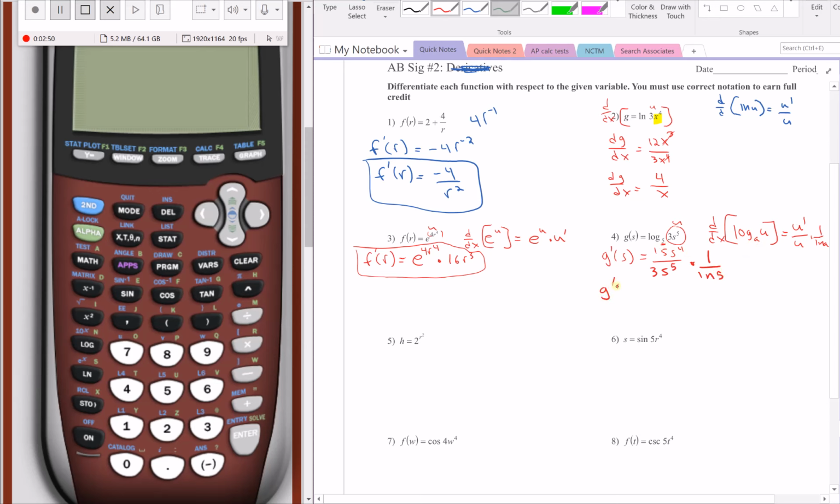And again, please simplify as much as possible. 15 over 3 is 5. There's one more s on the bottom. And so you get that. This is an s right here, not a 5. That's the answer to that one.